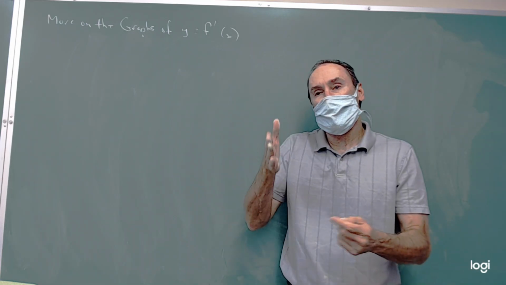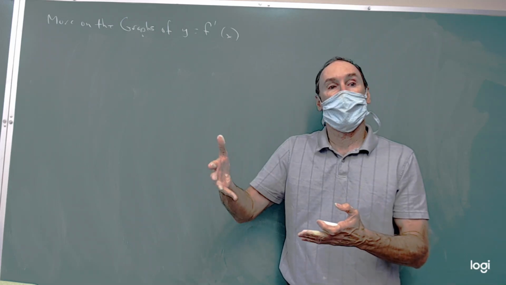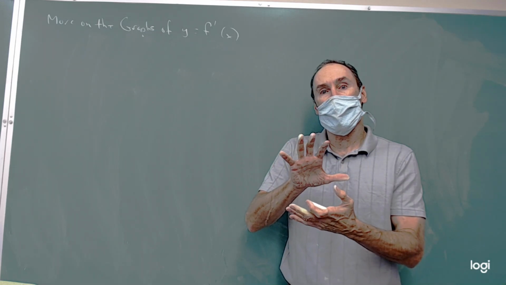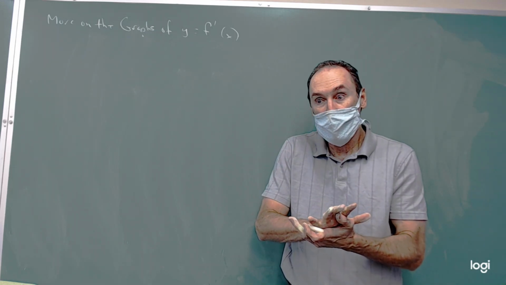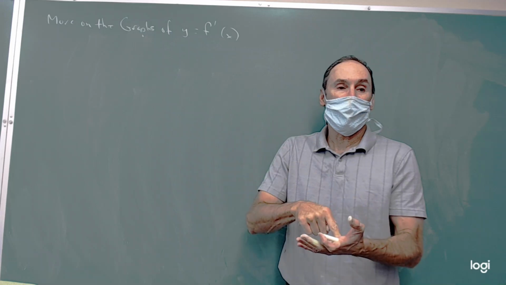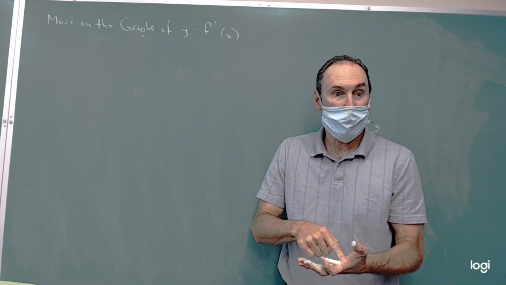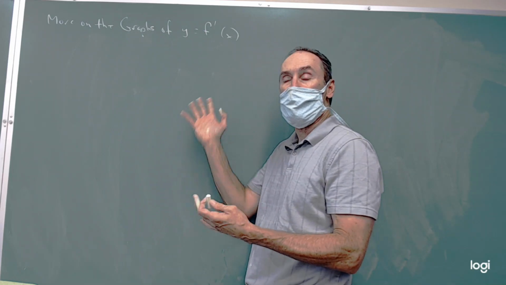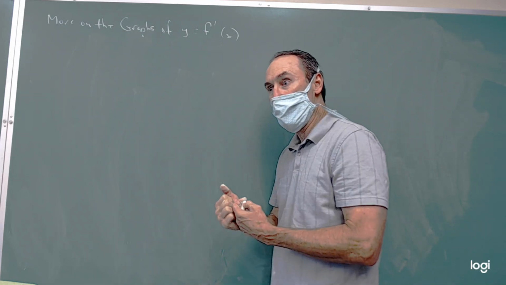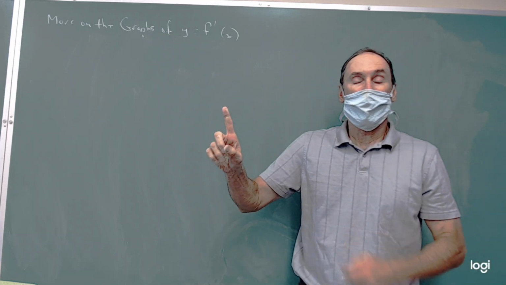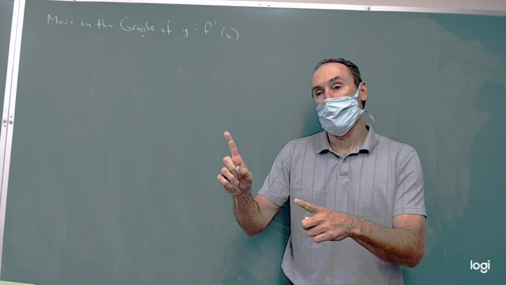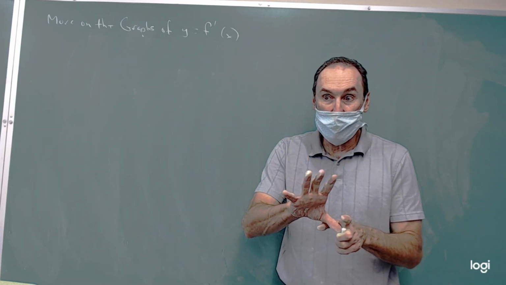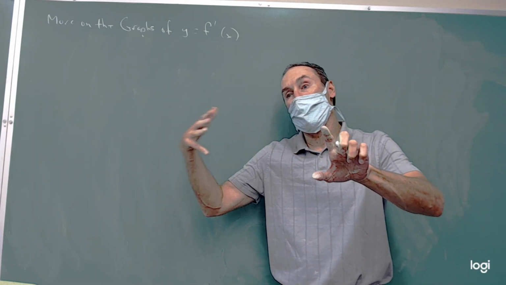But we want to train our eye and our brain to recognize key features about the graph of a function that give us important information about the graph of the derivative. So we want to be able to find the graph of y prime of x from the graph of f of x. That's our number one goal here. Once we get a little experience with that, we'll go the other way as well. We'll be able to look at the graph of the derivative and see what that tells us about f.